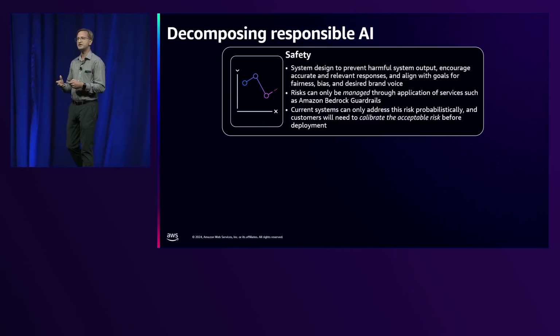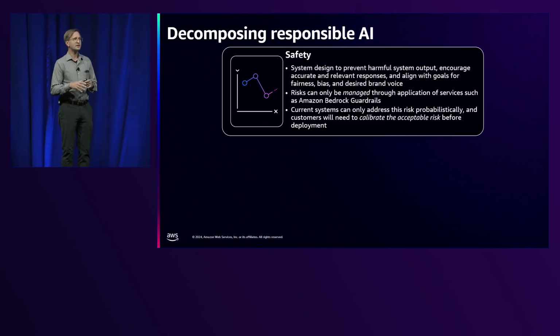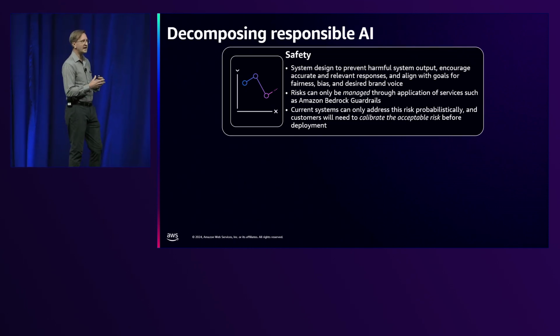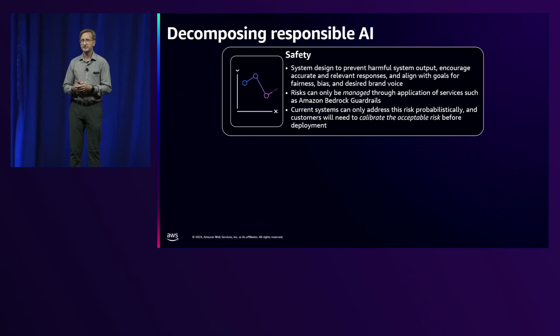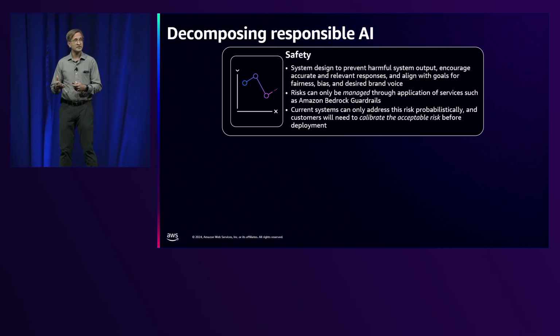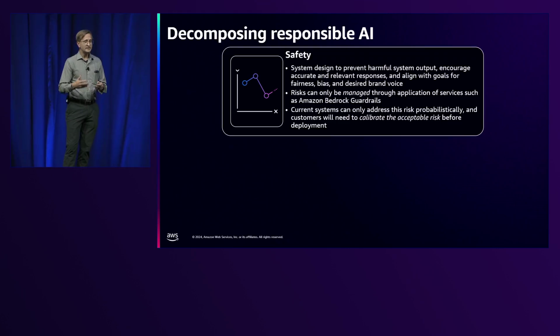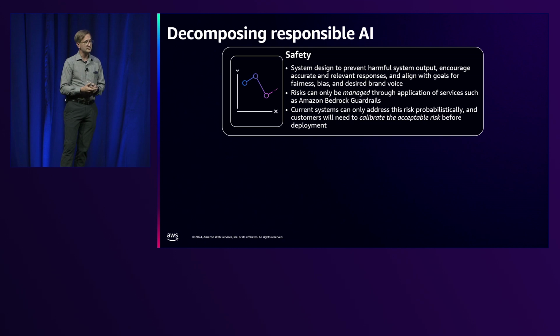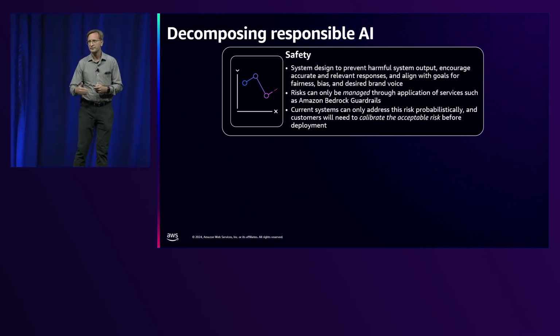And when we think about safety and everything that falls under those categories, those are risks that really can be managed through applications of services, and we'll talk about these services later in this talk, things like Bedrock Guardrails. They can only be managed. So when you think about these risks, you need to calibrate your risk levels appropriately, and then address these risks through the current systems. They're usually probabilistic systems at this point. So you have to think in terms of levels of acceptable risk for AI safety.